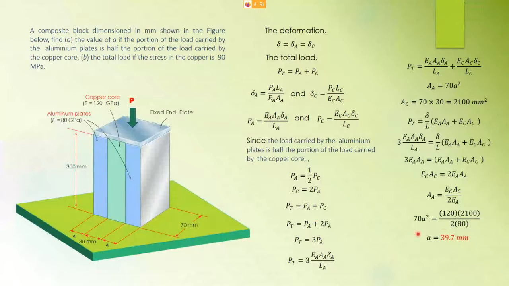Now the only problem is this one. Okay, so you all double check. The area for aluminium should be 70 times A plus another 70 times A. So it must be 70 times A plus 70 times A. Okay, that's for this example.